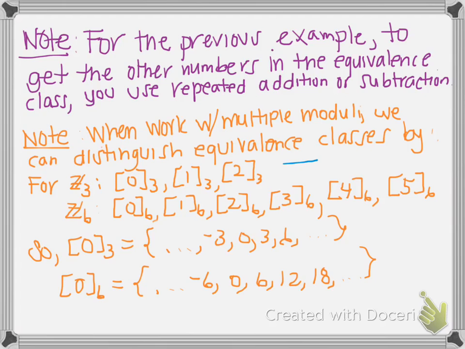For example, Z3, we can denote as [0], the equivalence class of 0. We would say that is the equivalence class for 0 mod 3, this one is the equivalence class for 1 mod 3, and 2 mod 3. We write it like that because if we were talking about, say, Z6, we wouldn't want to get confused, since they represent two different equivalence classes.